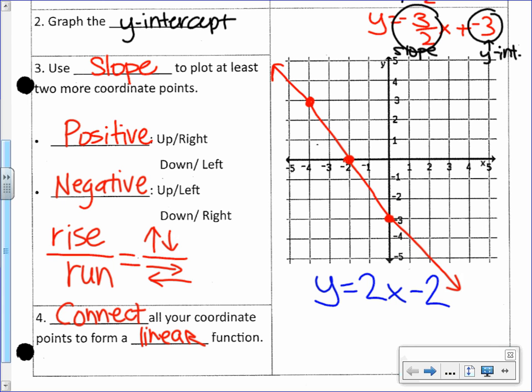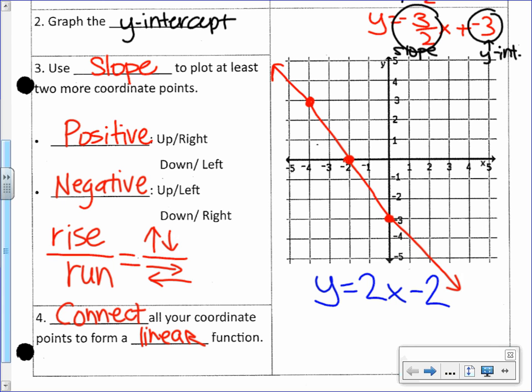Okay. We are going to now graph y equals 2x minus 2. So our first step said, make sure your equation is written as y equals mx plus b. Ours already is. Y is alone. So we don't even have to do step 1. Okay. Step 2. Graph the y-intercept.